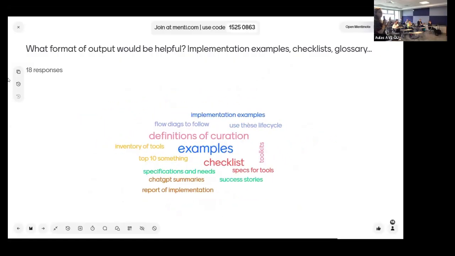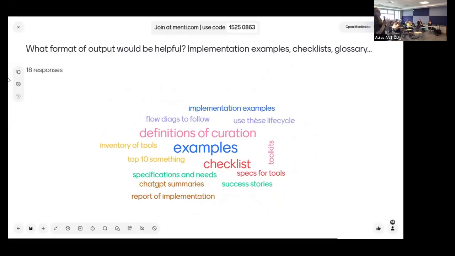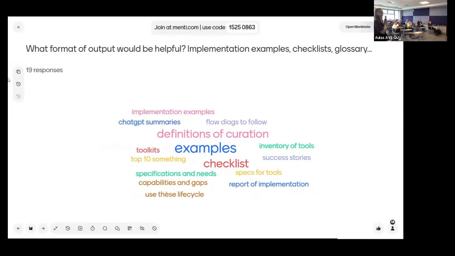Quite a lot of these focus on implementation examples and parts of that. That's good. Inventory of tools. See capabilities and gaps. Life cycles.